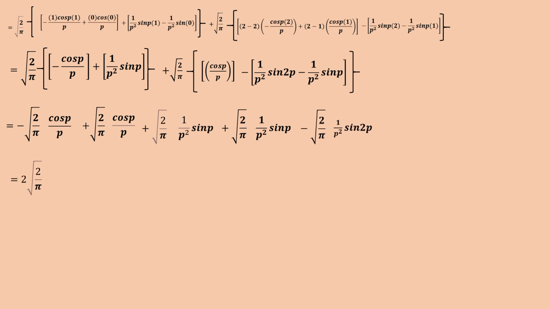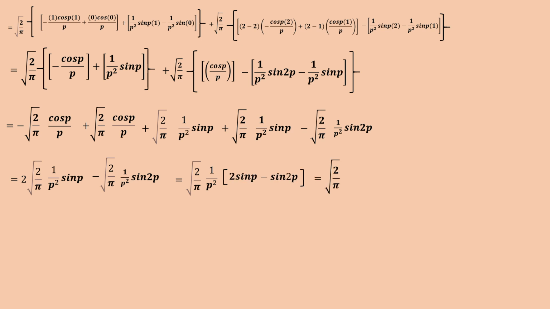So here the first two terms get cancelled, and the remaining third and fourth terms are the same, so grouping that, 2 times root 2 divided by pi 1 by p square sin p minus root 2 divided by pi 1 by p square sin 2p, which is equal to root 2 divided by pi 1 by p square common, 2 sin p minus sin 2p. We know sin 2p is equal to 2 sin p cos p, we use that trigonometric formula. So minus 2 sin p cos p. In that 2 sin p is common, take it outside.